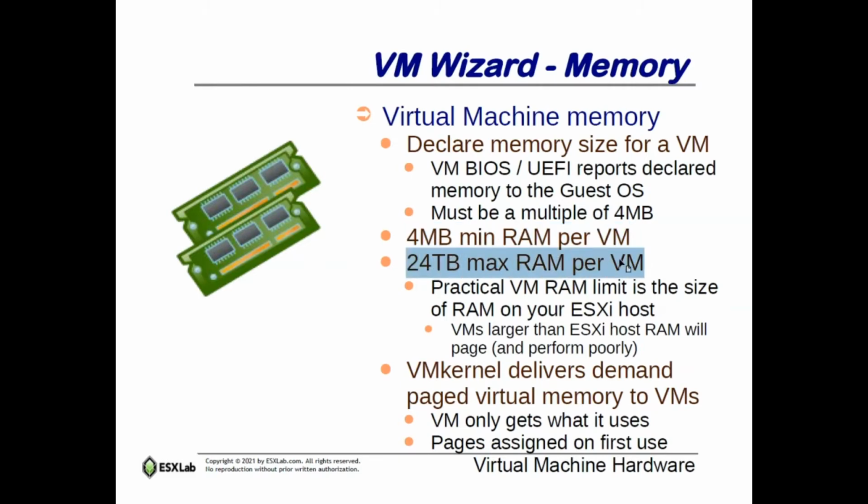24 terabytes is the absolute maximum that you can declare, but the actual practical limit is the size of RAM on your ESXi host. If I have an ESXi host with 128 gigs of RAM and I declare a VM with 192 gigs of RAM, the VM can actually power on because the VMkernel will deliver memory to the VM in pages. But because the VM could demand more memory than the host has, the VMkernel would have no choice but to make up the difference through virtual memory, which means taking pages away from the VM and putting them on disk to make room for pages the VM needs, and fetching those pages off disk and bringing them into memory.